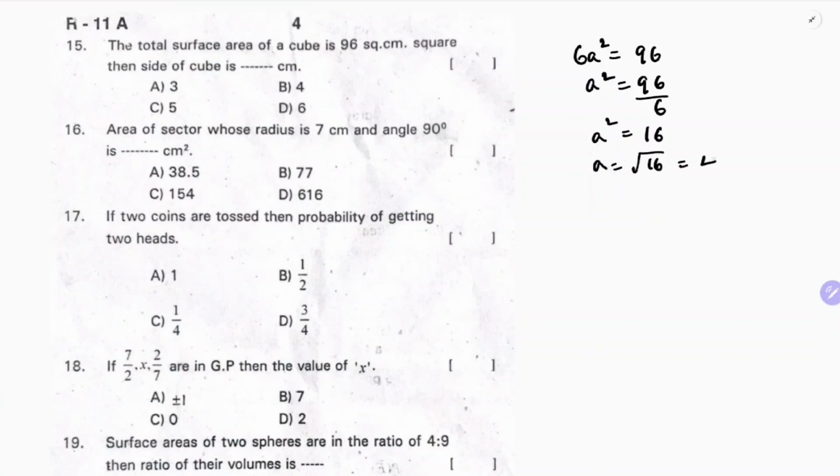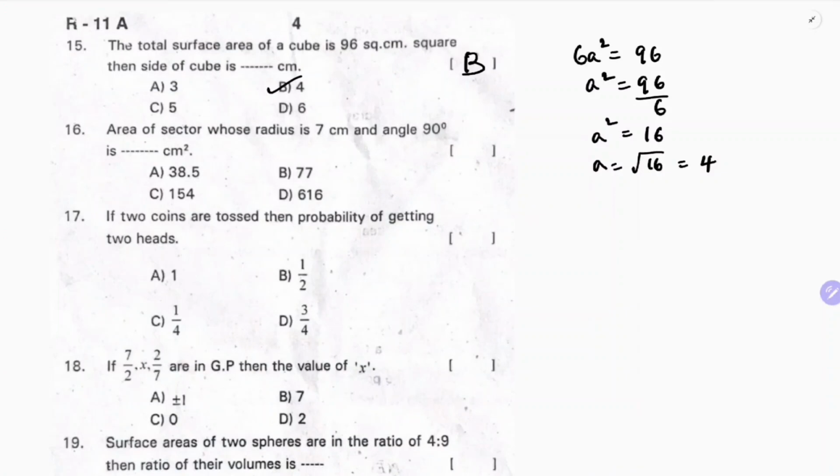The total surface area of a cube is 96 square centimeters. Then the side of the cube? See, the total surface area formula is 6a² = 96. So a² = 96 by 6, which is 16. So a is root 16, which is plus or minus 4. But this is a surface area topic, and an edge length cannot be negative, so a = 4. So the correct option is B.